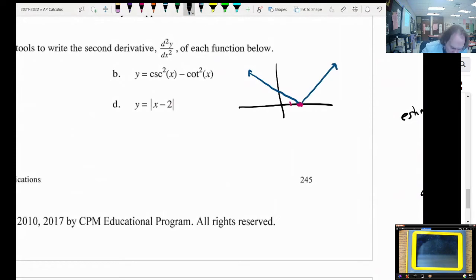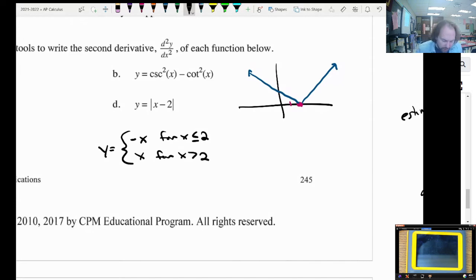Now, what you could do if you wanted to be super advanced about this problem is make it a piecewise function, where it's negative x for x values that are less than or equal to positive 2, and it could be positive x for x values that are greater than 2. What's cool about that is that you can actually take the derivative, dy dx, which is negative 1 for x values that are less than or equal to 2, and it's positive 1 for x values that are greater than 2.